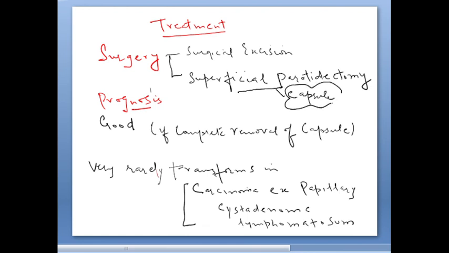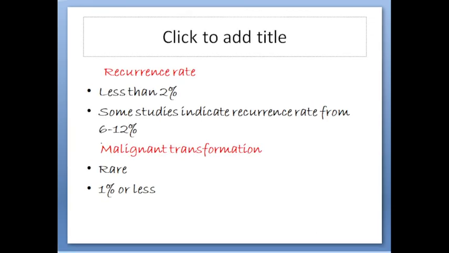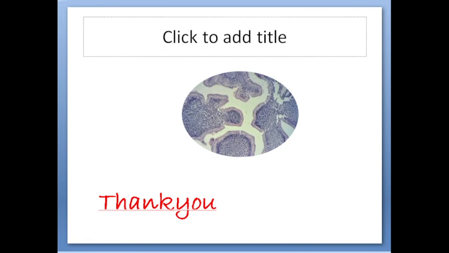The prognosis is by and large good, and it very, very rarely transforms into carcinoma ex papillary cystadenoma lymphomatosum. Again, it is very, very rare. Some studies indicate a recurrence rate as high as 6 to 12%, but most of the studies agree that the recurrence rate is less than 2%. Malignant transformation, as I have already told you, is very rare. It is less than 1%. Thank you. Bye.